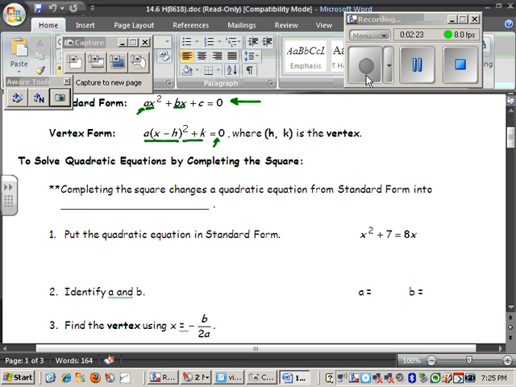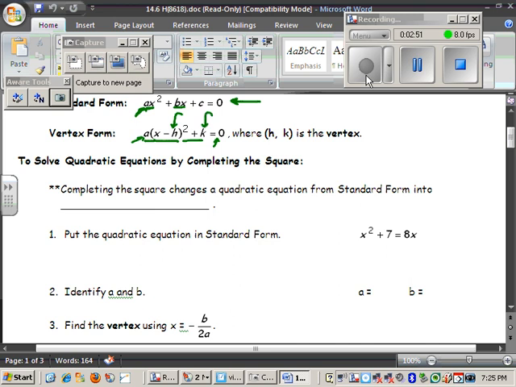One thing I want to point out is that we have an a value, and this a value is the exact same a value as in standard form. So if the a value in standard form is 3, once I convert it to vertex form, I still should have an a value of 3. The other thing is that we have a couple of different variables here, unlike standard form. We have an h and we have a k.